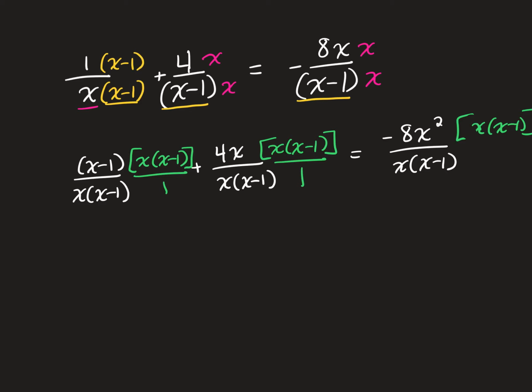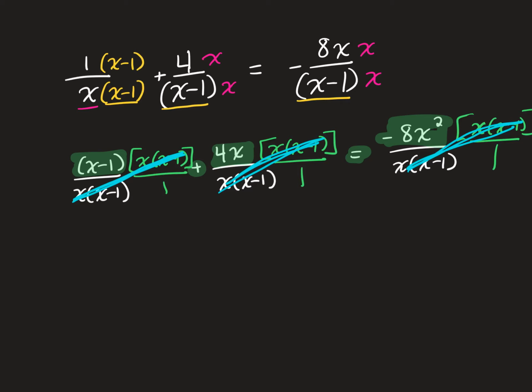So now I can start to look at the idea that the whole point in doing this process of getting the common denominator and then multiplying by the common denominator is so that you can get rid of your denominators. That's our big goal. So now I've got these giant ones that I can start to cross out. And what that does is it leaves me with a very simple equation. It leaves me with the equation that is going to be x minus 1 plus 4x equals negative 8x squared.